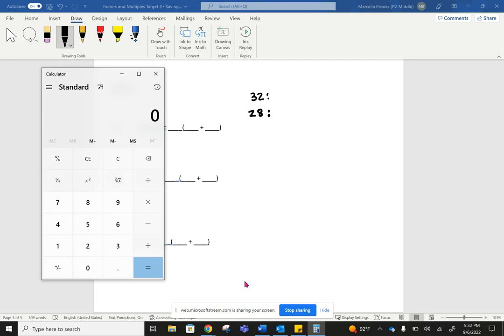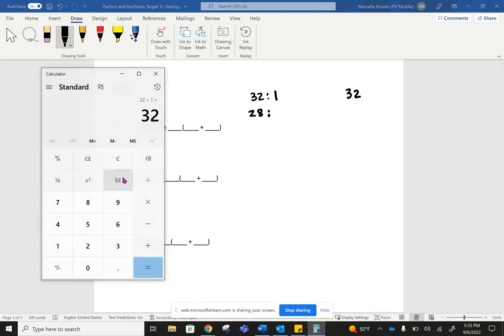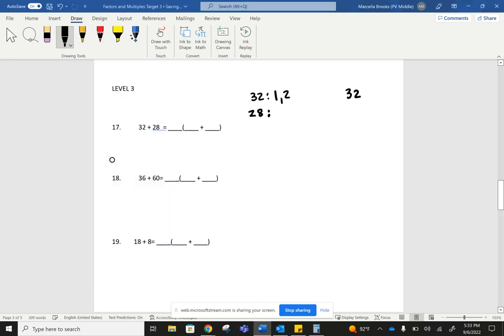Okay, so we have 32. Finding the factors of 32. All right, so we know that 32 divided by 1, oh, look, it's 32. That means 1 times 32 makes 32. Okay? So let's move on. Let's see if 2 works. We'll do 32 divided by 2. Oh, what do you know? It works. So we put a 2 and a what? 2 times what? 2 times 16. So 1 times 32, 2 times 16.